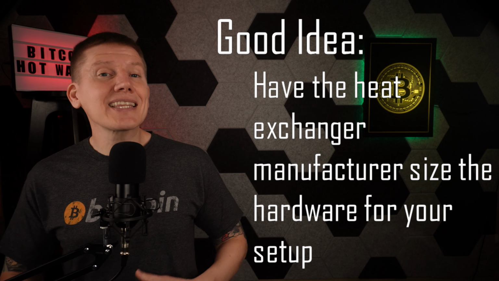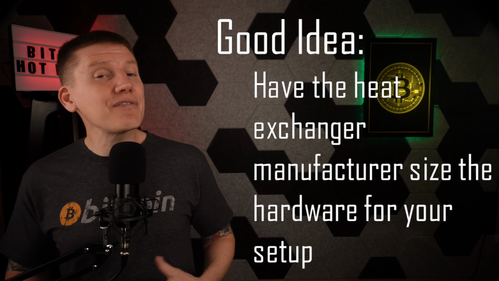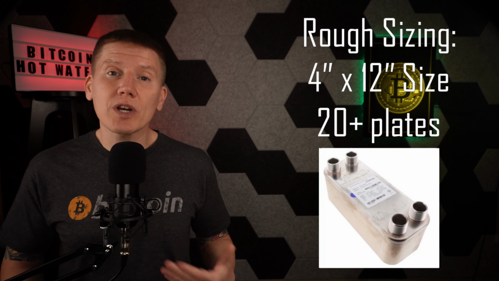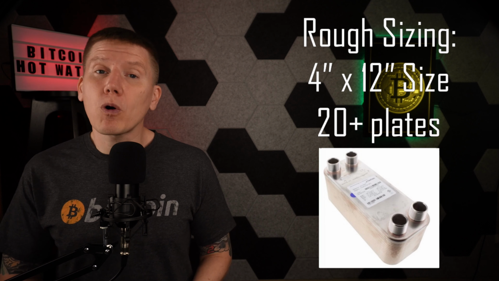Now, as I've talked about in previous episodes, doing heat exchanger sizing calculations can be a little tricky. It's always a good idea to contact the heat exchanger supplier and have them run the numbers for you. But in general, a brazed plate heat exchanger around 4 to 12 inches in size and having around 20 plates should be big enough for most homes.